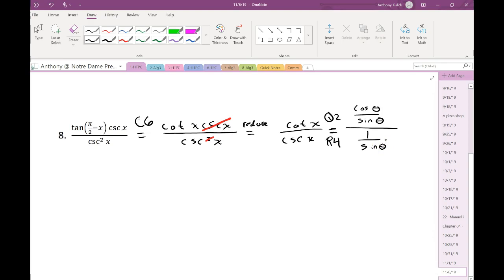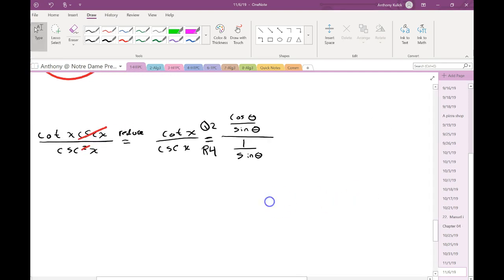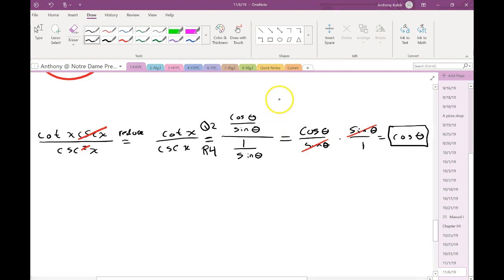Why did I want to do that? Everything is now in terms of sine and cosine. So now, let's do a little bit of algebra here. What are we really doing here? Good. I just divided. That's all I did. Because I did the division, right? Multiplied by the reciprocal to divide the two fractions.